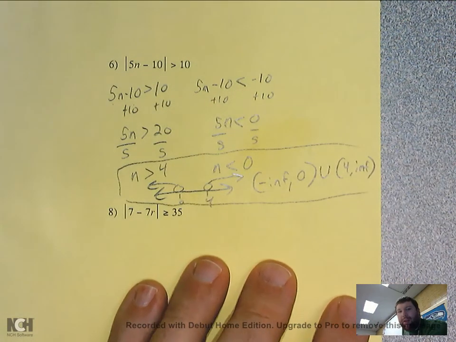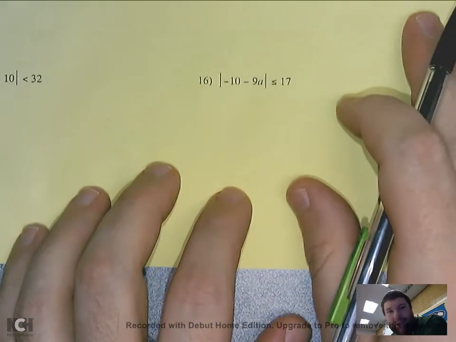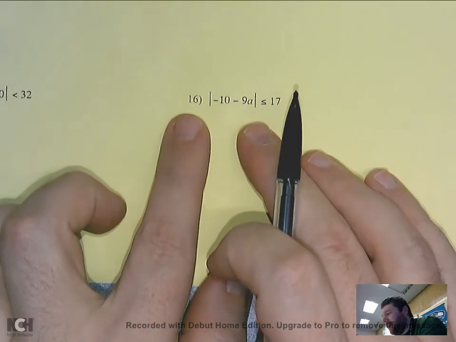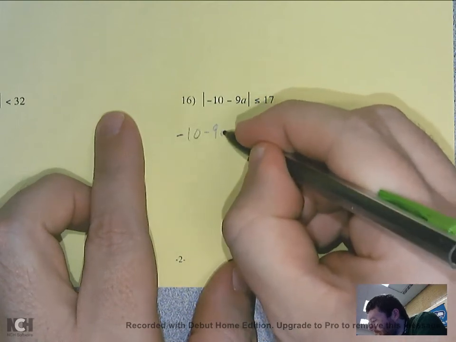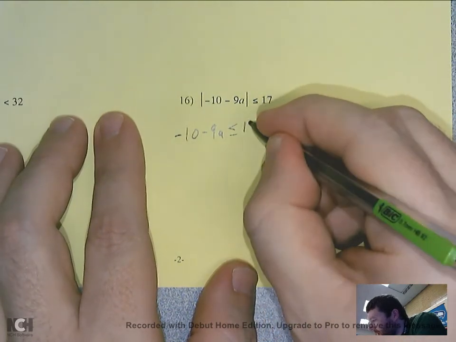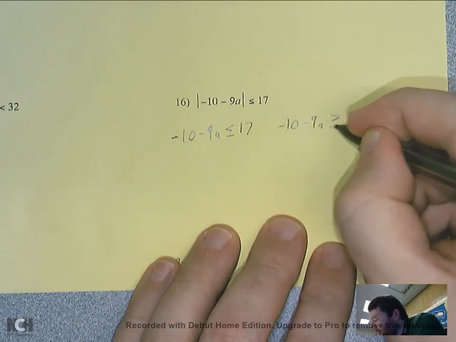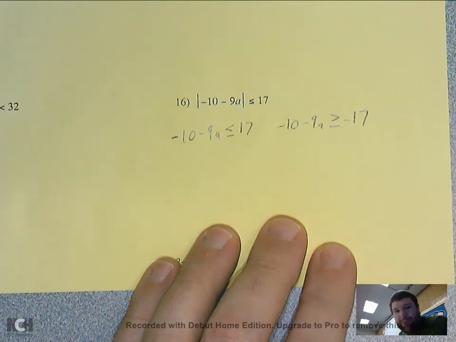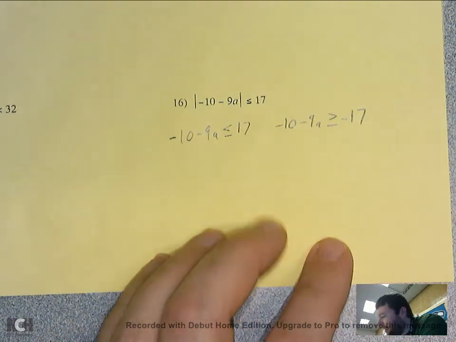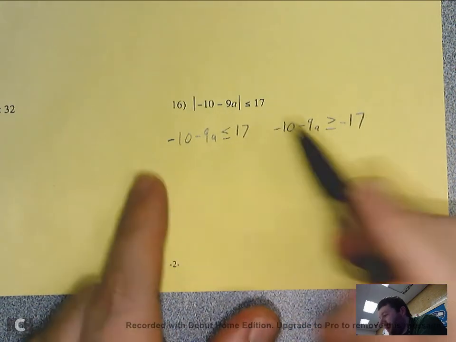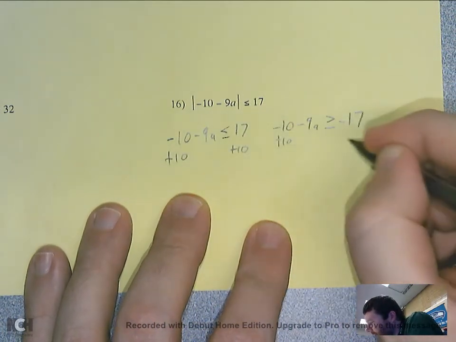Okay? Not too tough, right? Let's look at another example here real quick. Let's look at this last one, number 16. Okay, so the absolute value is by itself, so we're going to split it. Negative 10 minus 9a could be less than or equal to 17, or negative 10 minus 9a could be greater than or equal to negative 17. So again, important part, when you split it, you flip the inequality sign on the negative one. Then, again, another two-step equation. We're going to add 10 to start, since it's a negative 10.